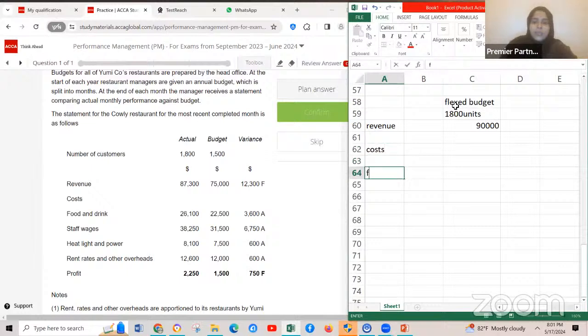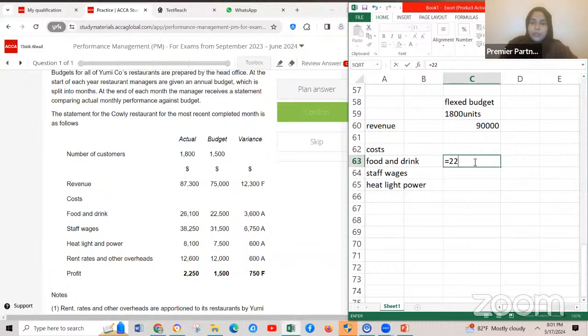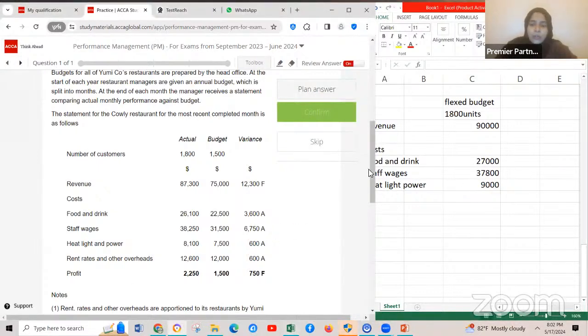Costs. Food and drinks is variable, directly related to output. Actually, food, drinks, staff wages, heat, light, power, right? Those are all directly related to volume. So 22,500 divided by 1,500 multiplied by 1,800. 31,500 divided by 1,500 multiplied by 1,800. 75 divided by 1,500 multiplied by 1,800. So I'm flexing it.